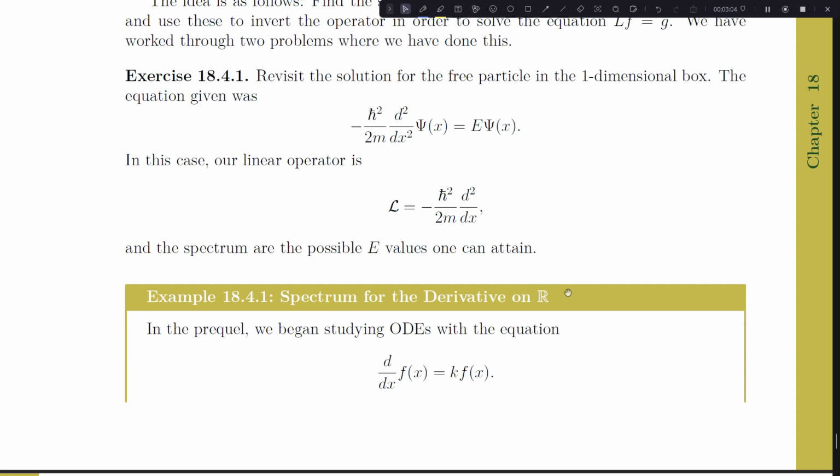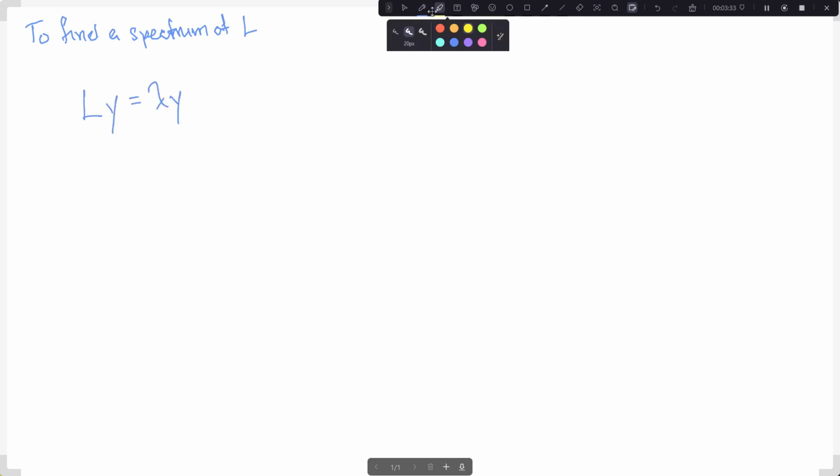So let's just compute the spectrum of the derivative operator on R, and I'm going to head over to the whiteboard for this. So here at the whiteboard, to find a spectrum of some operator L, we start with L, I'm going to use y equals lambda y. You could use whatever function you want here.